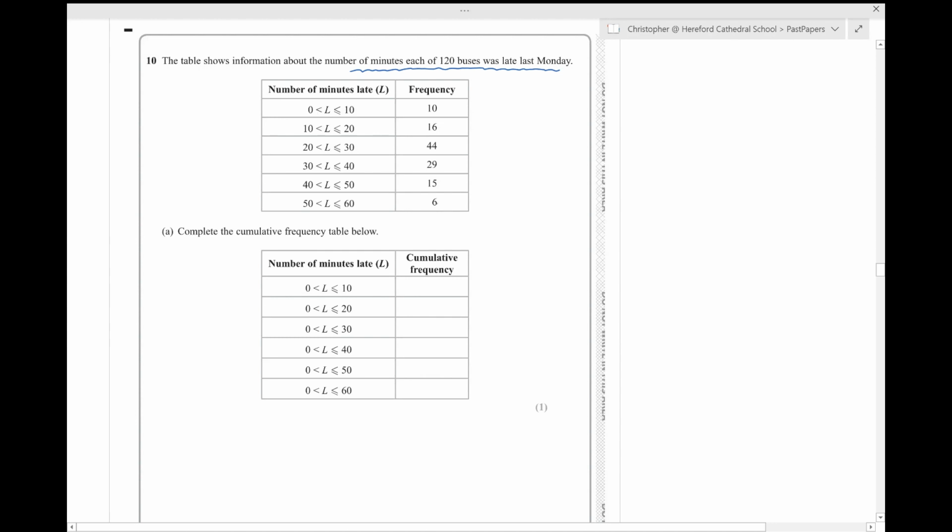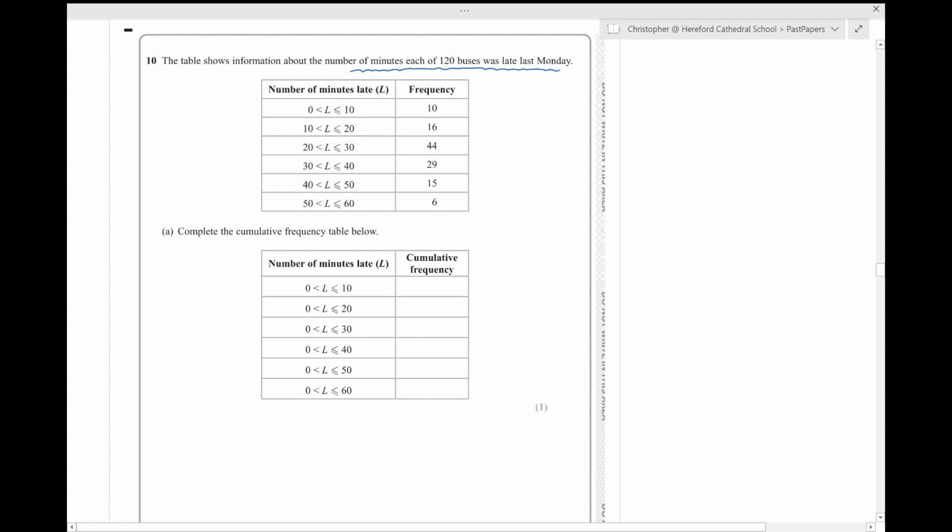And look at this, 6 buses, well, they were all between 50 minutes and 60 minutes late. Almost an hour late, those 6 buses. Well, some of them might have been an hour late, look, because the time is less than or equal to 60. So those 6 buses might have been exactly an hour late. Complete the cumulative frequency table below.